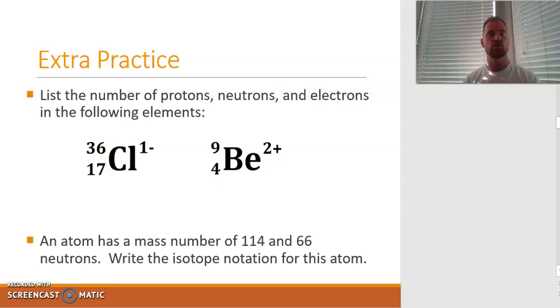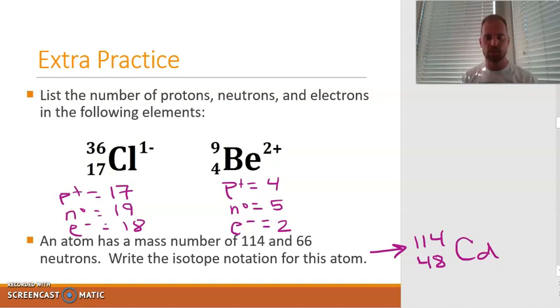This last slide here is just a little extra practice. It's not in your notes, but I encourage you to do this one. Go ahead and pause the video, and then hit play to reveal the answers. All right, there are the answers for the first 2, protons, neutrons, and electrons. And then for the second question down here, hopefully you noticed that it was 66 neutrons. So you first had to figure out how many protons by subtracting 114 and 66 to get 48.